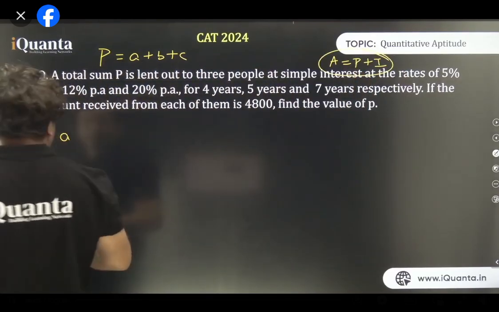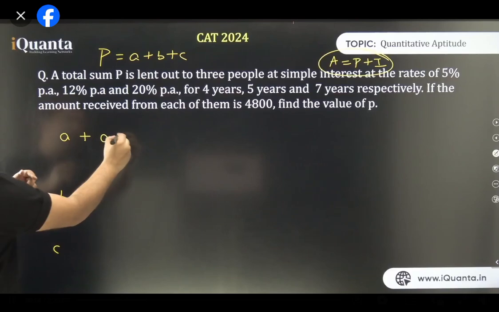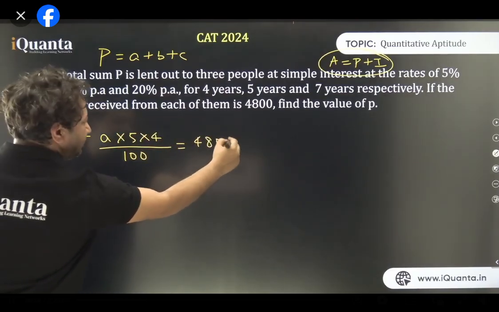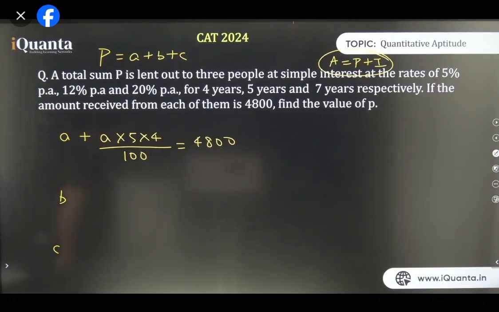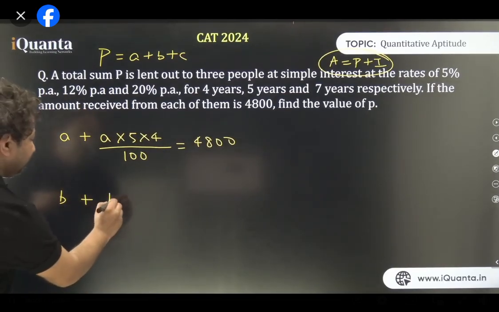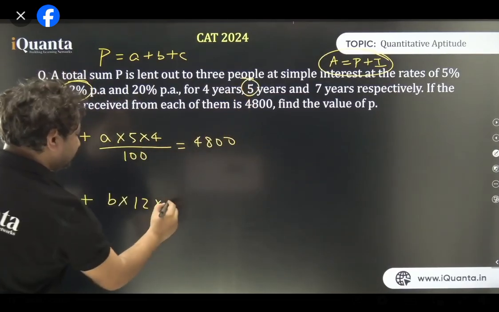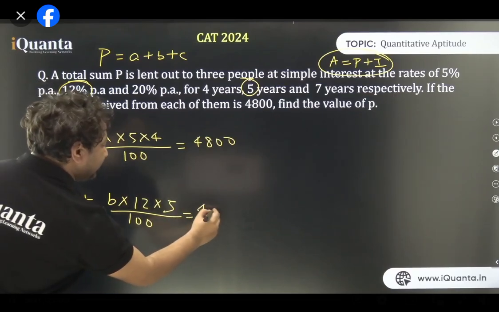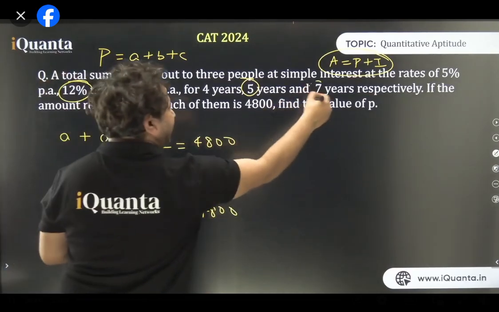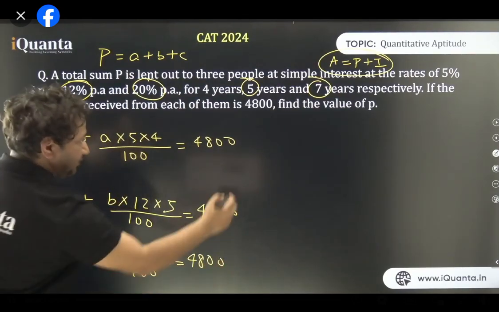So from the first person we got A plus A times RT, the rate of interest for the first person is 5, and time for the first person is 4. So we got 4800 from the first person. Now is it clear to all of you? For the second person, principal was B, the interest will be B times, what is the rate of interest? For the second one, it's 12. The time is 5 upon 100. This is also equal to 4800. And for the third person, the rate of interest is 20%, and time is 7 years. So 20 into 7 upon 100. This is also equal to 4800. Now is it clear?